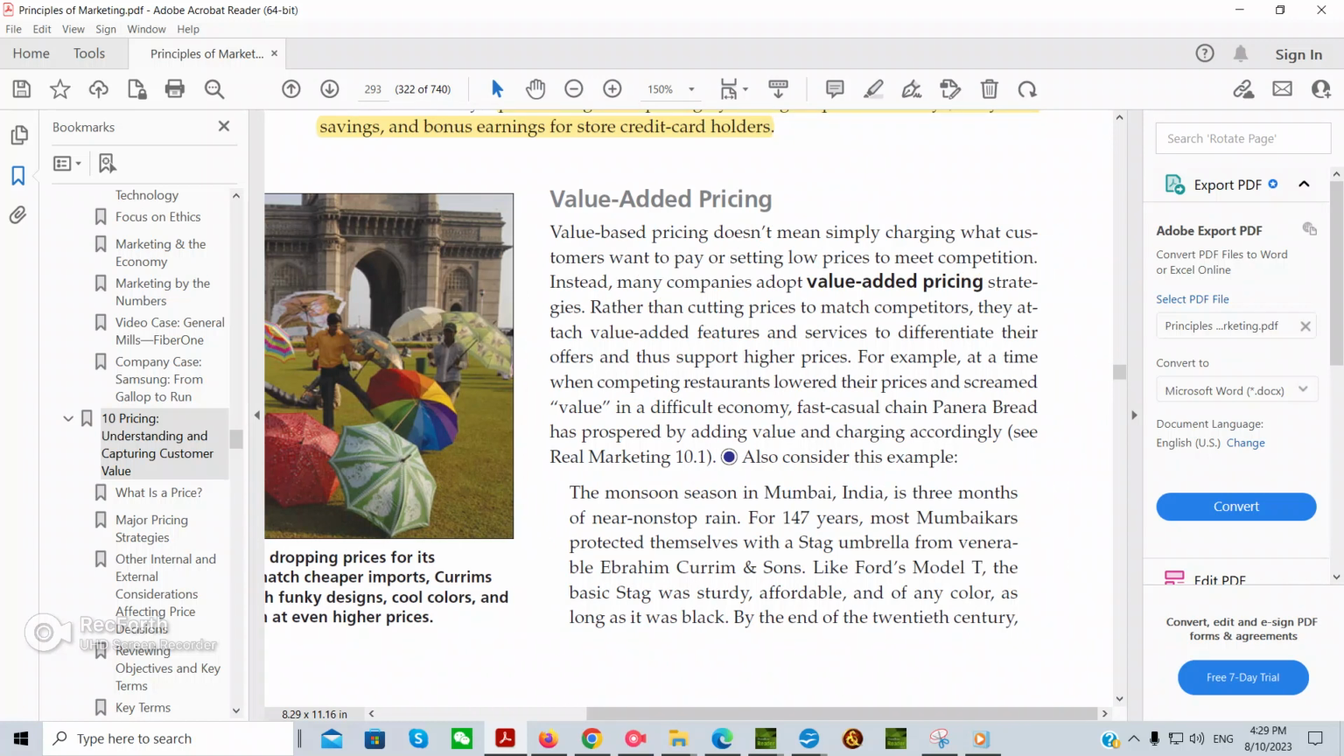Okay. So value-added pricing doesn't mean simply charging what customers want to pay or setting low prices to meet competition. Instead, companies adopt value-added pricing strategies: rather than cutting prices to match competitors, they attach value-added features and services to differentiate their offers and support higher prices. So what's the experience of it? If you have a better experience with it, you're probably going to pay more for it, right? Okay, so that's the same kind of thing.